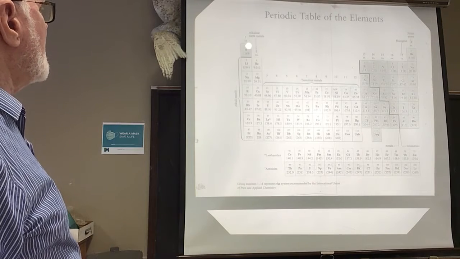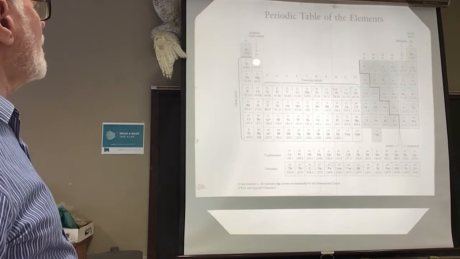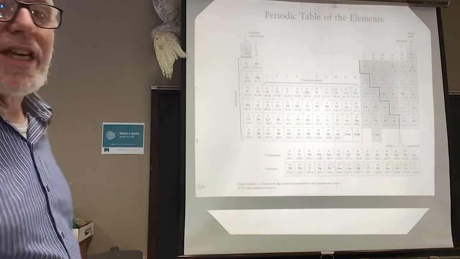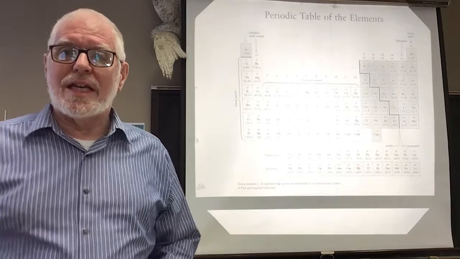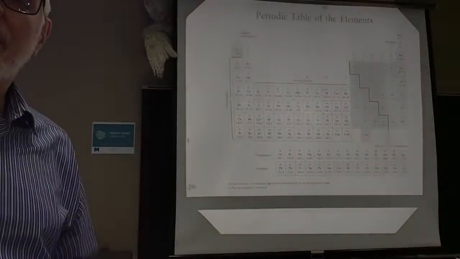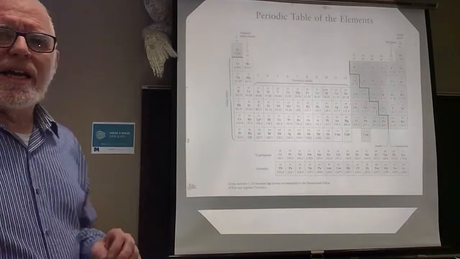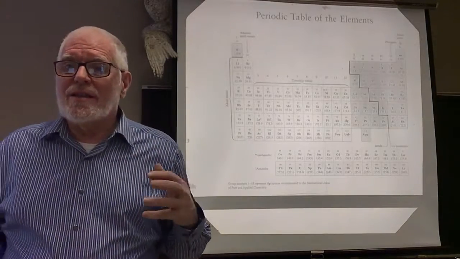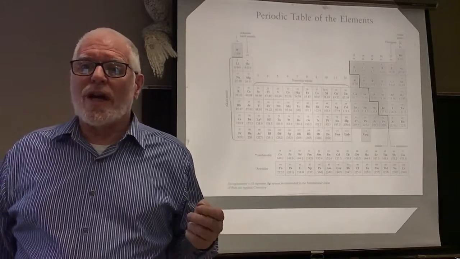But these little numbers up at the top, 1, 2, 3, 4, 5, 6, 7, 8, those are the atomic numbers. So that represents the number of protons in the nucleus. These numbers on the bottom represent the atomic mass. Now I mentioned we don't count the electrons in the weight. We just add the protons and the neutrons.